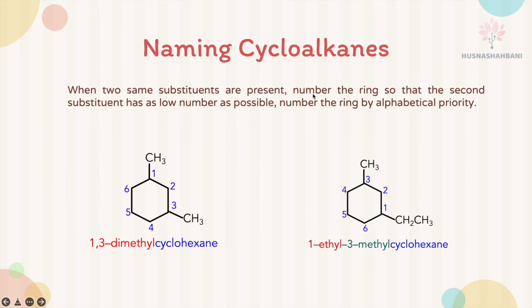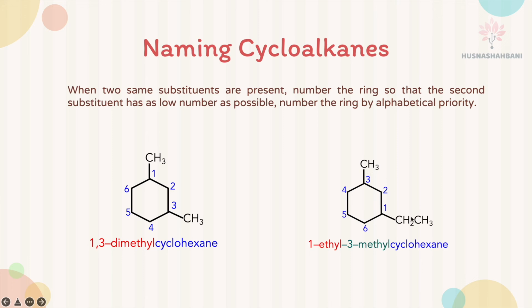When two different substituents are present, number the ring so that the second substituent has the lowest number possible. Same as in a straight chain, choose the lowest numbers for the substituents and then number the ring by alphabetical priority. So here, carbon 1, carbon 2, carbon 3. If you count clockwise, 1, 2, 3. If you count anti-clockwise, there's carbon number 1, 2, 3, 4, 5. We prefer 1,3 compared to 1,5, which has the greater number. We prefer low numbers, so this carbon has to be carbon number 1, then carbon 2, carbon 3. And then number the ring by alphabetical priority.